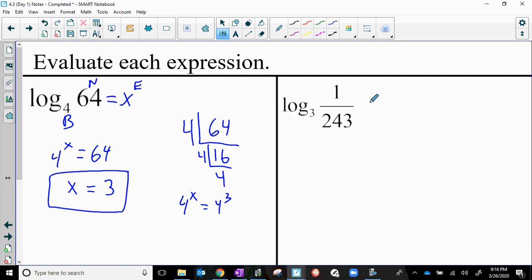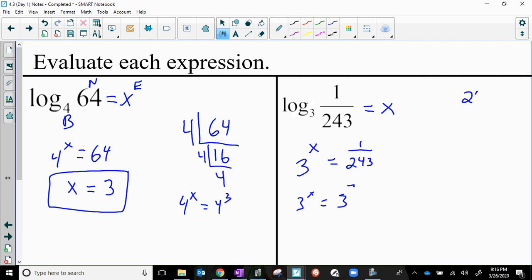All right, let's go to the next example. So I don't know what it's equal to. Let me call it x. We're going to raise our base to our exponent. Logs equal exponents, so the x is the exponent, and that is equal to 1 over 243. Well, I want this to become a power of a base of 3. To flip it, I need a negative.